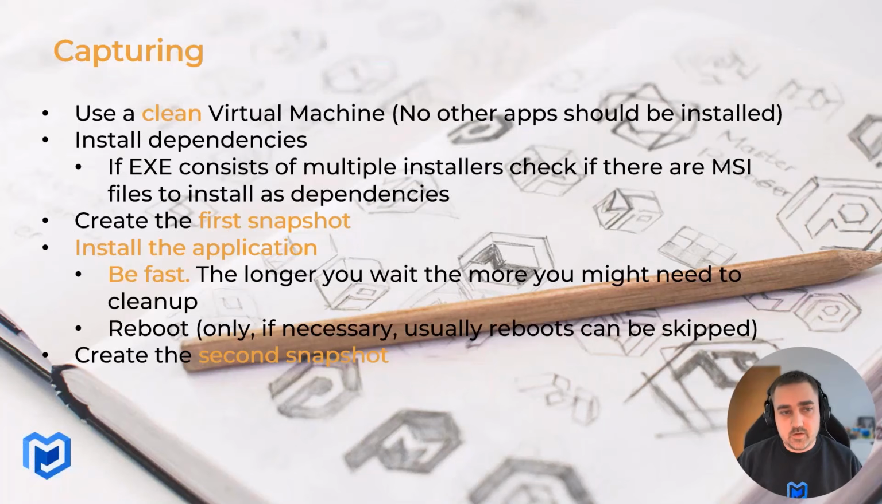The next thing is that if you have any dependencies for your application, those should be installed before capturing the first snapshot. So if you have Visual C++ redistributables, Java, etc., do not capture them within your package. Also, sometimes an exe installer might contain multiple installations, so it might install some MSIs as well, but it might do something with the exe as well. In those cases, you have to take the MSIs out, install them before the first snapshot, and only then create the first snapshot.